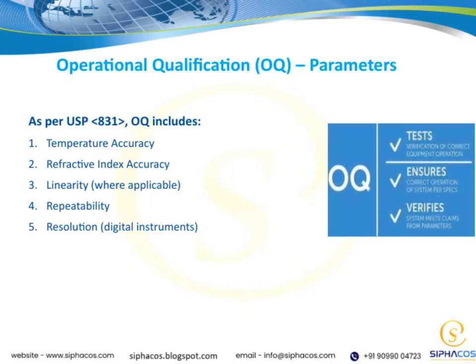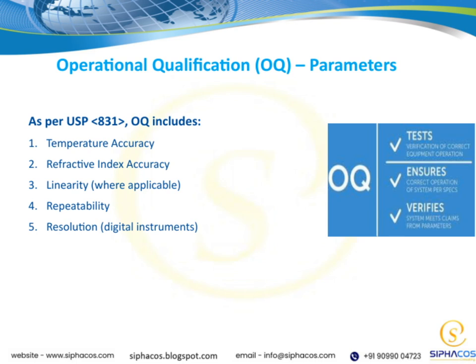Now, let's take a closer look at the operational qualification, or OQ, parameters as outlined in USP 831. These are the critical aspects we need to verify to ensure our instruments are performing reliably. First, we have temperature accuracy, which is essential because many measurements depend on precise temperature control. Next, we have refractive index accuracy, a key parameter when working with optical instruments, making sure our readings are correct. Then there's linearity, which, where applicable, helps us confirm that the instrument's response is proportional across the measurement range.